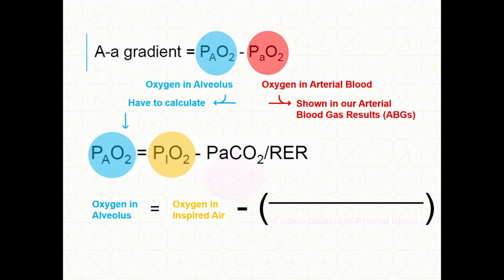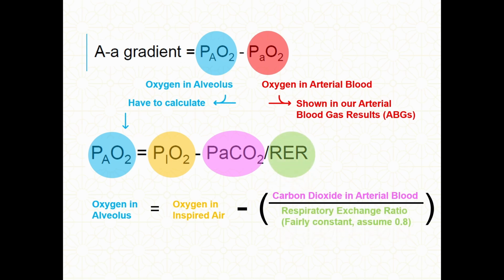Next, we'll also need our PaCO2, which can also be found in our arterial blood gases. So you can get that one from your table of results. And we'll need our RER, or our respiratory exchange ratio. Now, you may be given the means to calculate this one, but it is fairly consistent and usually safe to assume 0.8.